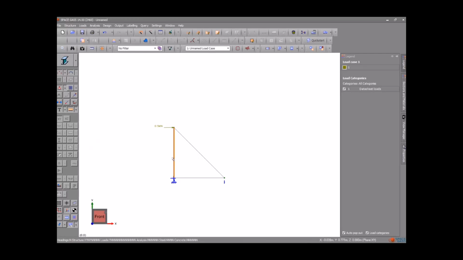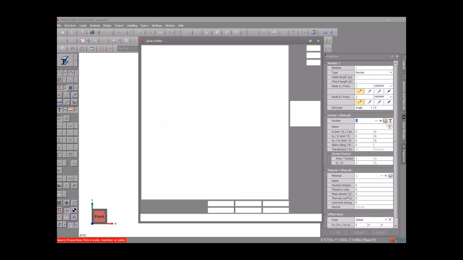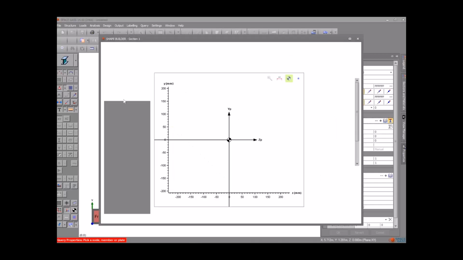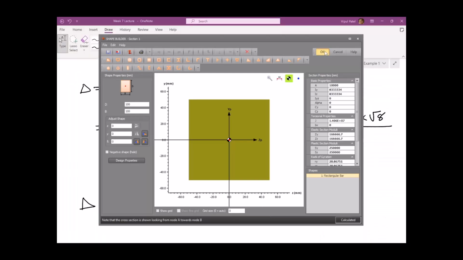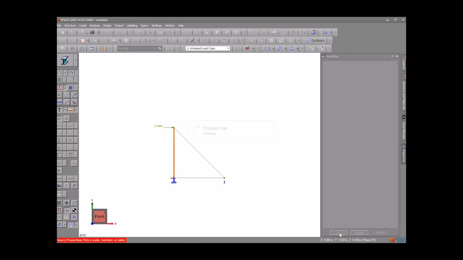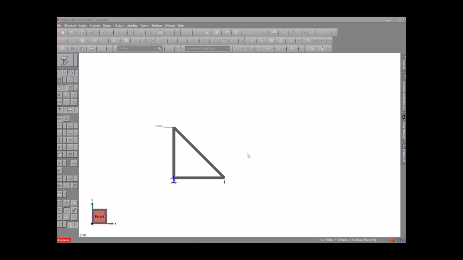Now we need to put in the cross section area. In the example it does not show the cross section area, so we can just put one here. Let's put a solid square, let's say 100 by 100, and hit OK. So we put in the cross section. Let's put the Young's modulus as 20,000 megapascals, which is, by the way, aluminium. Hit OK, and let's run the analysis. Linear static analysis.